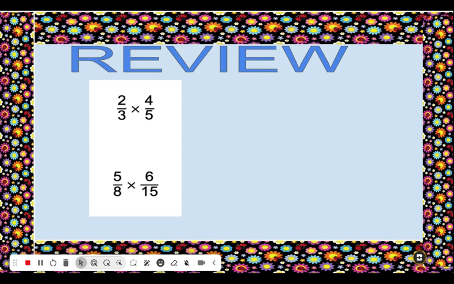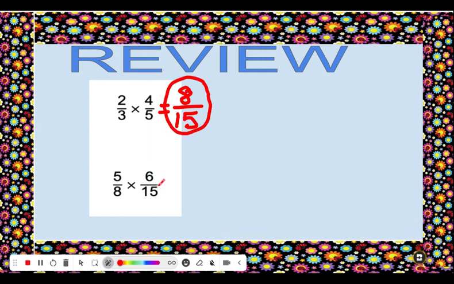So let's review. 2/3 times 4/5. We look to see if we can cross simplify or simplify a numerator and a denominator. So we cannot, so we just multiply straight across. 2 times 4 is 8. 3 times 5 is 15. So 8/15 is your answer.